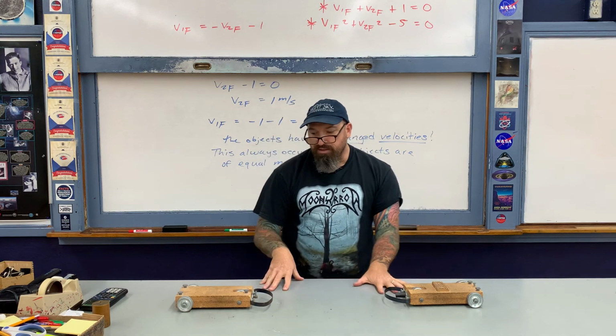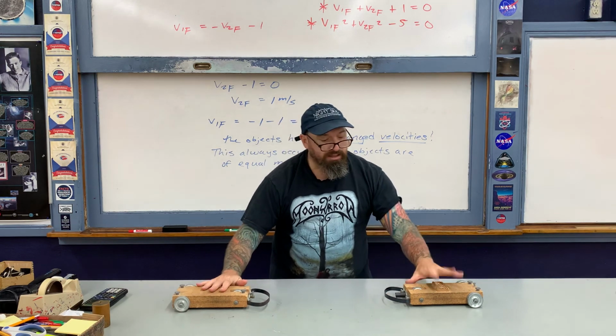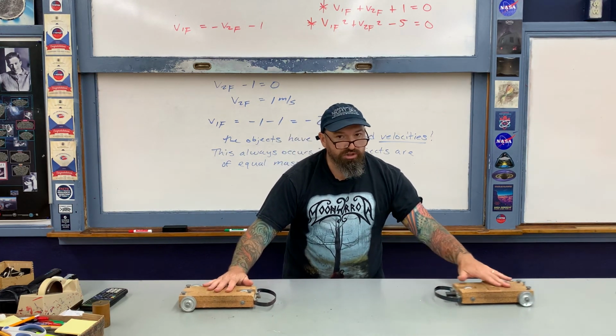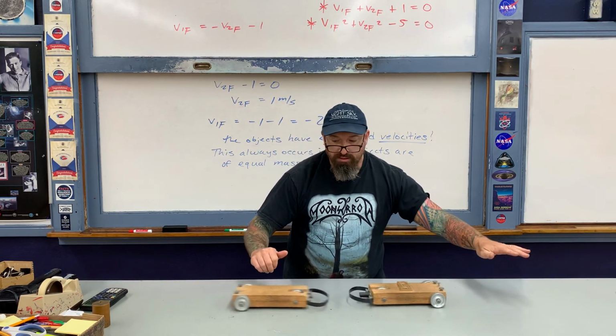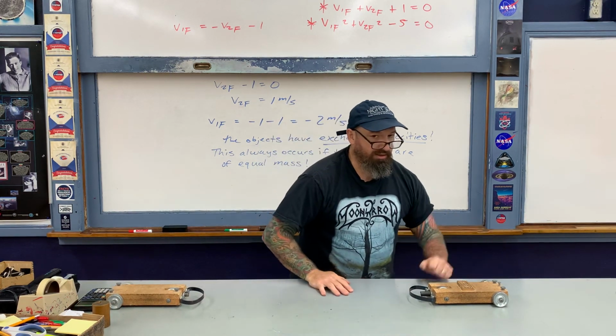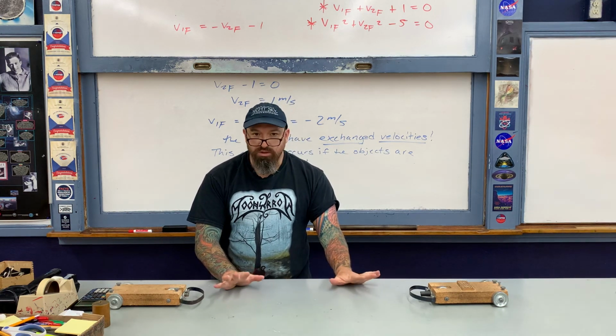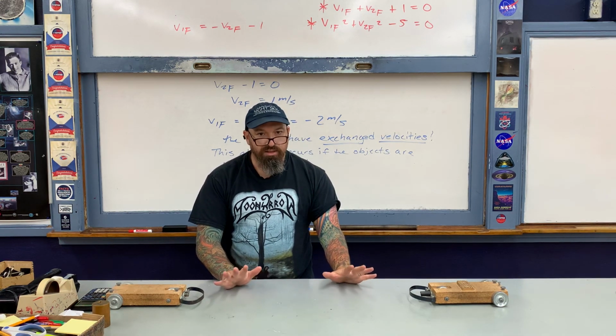So here's how I'm going to demonstrate it. This guy, I'll say, is initially moving slowly. This guy is initially moving quickly. So then watch what happens when I do this. This guy ends up quickly in that direction, and this guy ends up slowly in that direction. The objects have exchanged velocities. They always will do so as long as the masses are equal.